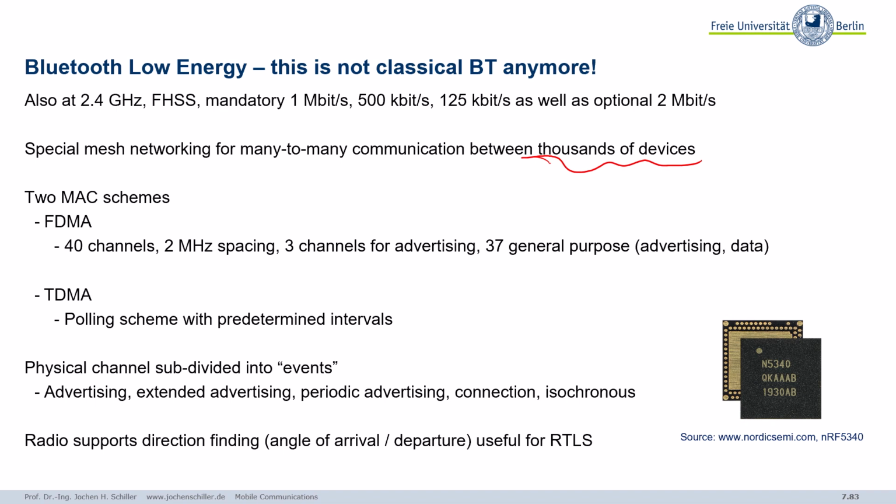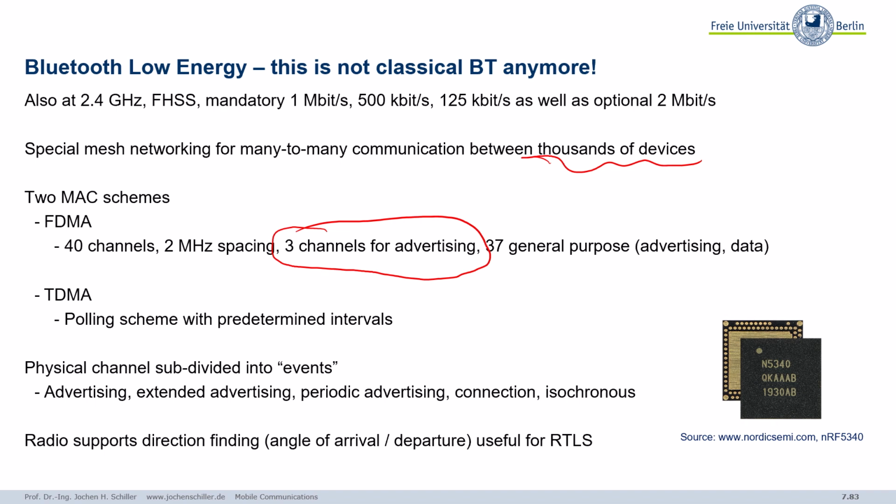That really is different. But if you look at the MAC schemes, frequency division multiple access, we now suddenly have 40 channels, not 79 anymore. Different spacing, and we have specialized 3 channels for advertising. What this is, I will explain, and 37 general purpose channels. There's also a polling scheme with certain predetermined intervals available. The interesting part is that now the physical channel is subdivided into what is called an event. We will learn a bit about advertising events, connection, periodic advertisement, etc.